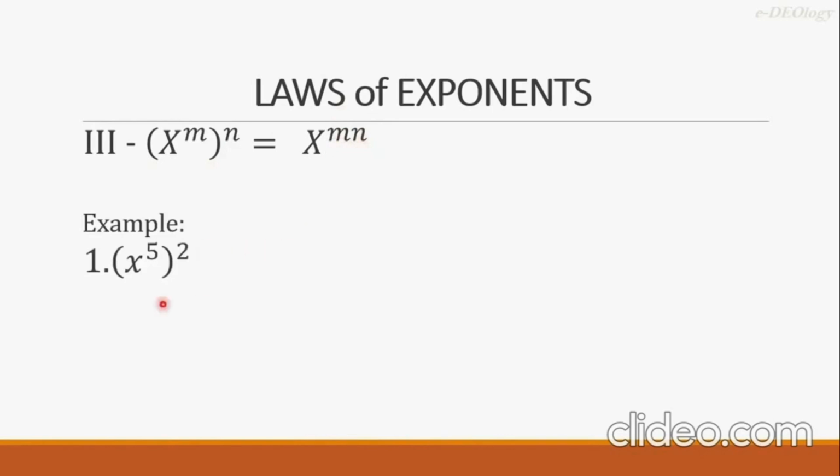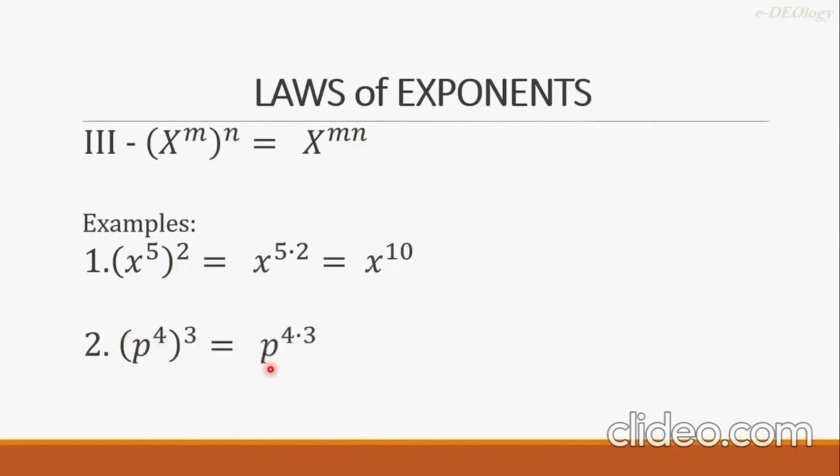So let's have an example. The x raised to 5 is again raised to power 2 outside. So we're going to multiply the exponents 5 and 2. The final answer is x raised to 10. Another example, p raised to 4, again this quantity is raised to power 3. So p raised to the product of 4 and 3. Final answer is p raised to 12.